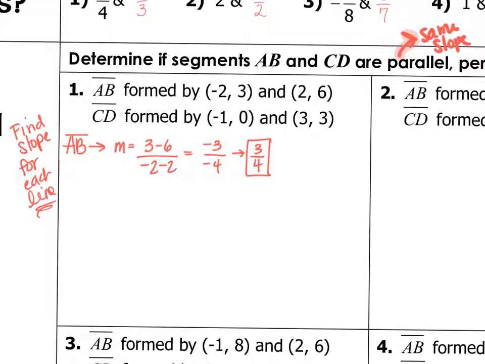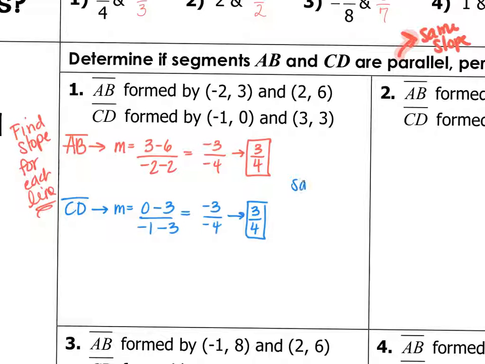Now let's find the slope of segment CD. That slope is equal to y minus y, 0 minus 3, over negative 1 minus 3. That's negative 3 over negative 4, which gives us 3/4. So our slope for AB and our slope for CD are the same, so same slope. Therefore, they are parallel lines.